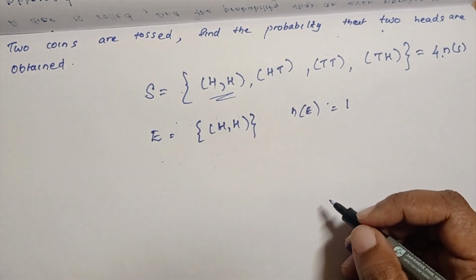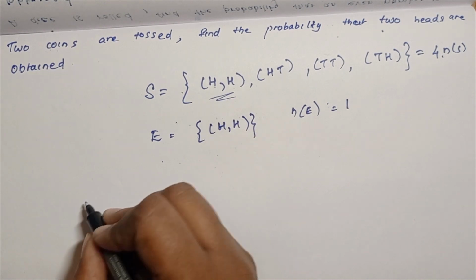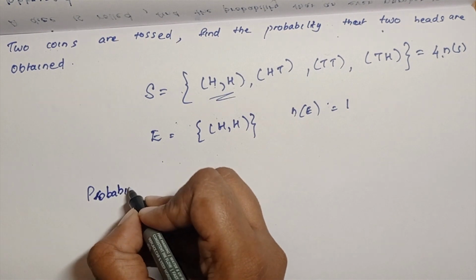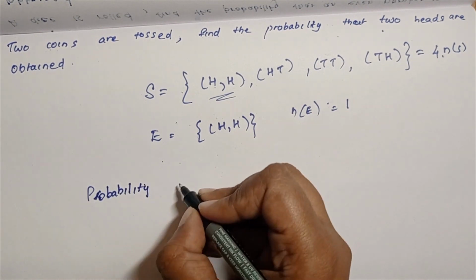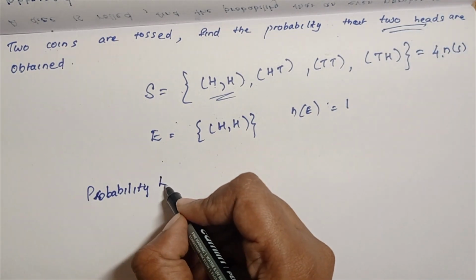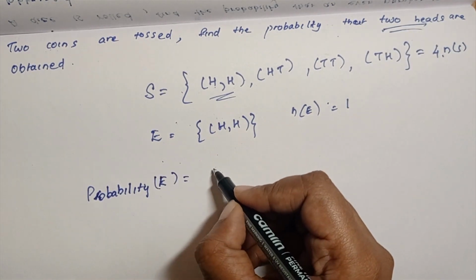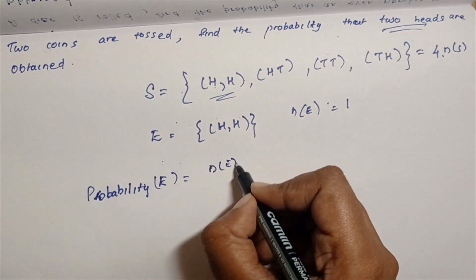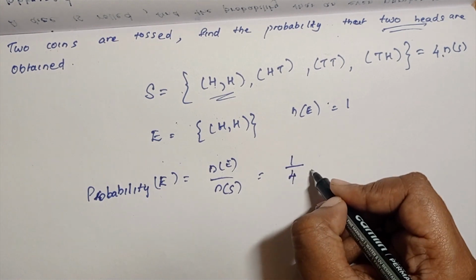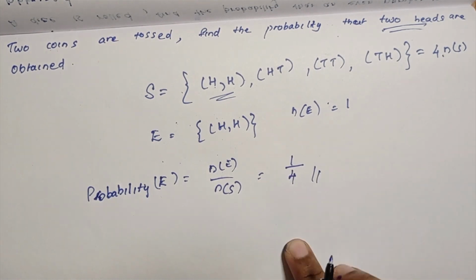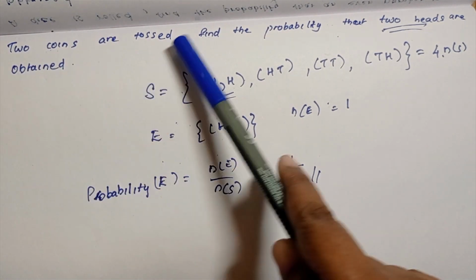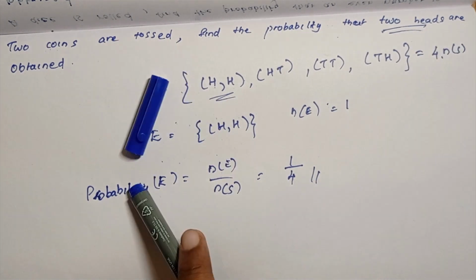So what is the probability when we are using the formula? Probability of getting, what is the question? Two heads. So probability of E is equal to N of E by N of S, that is equal to 1 by 4. So that is the answer we are getting. That is when two coins are tossed, the probability that two heads are obtained.